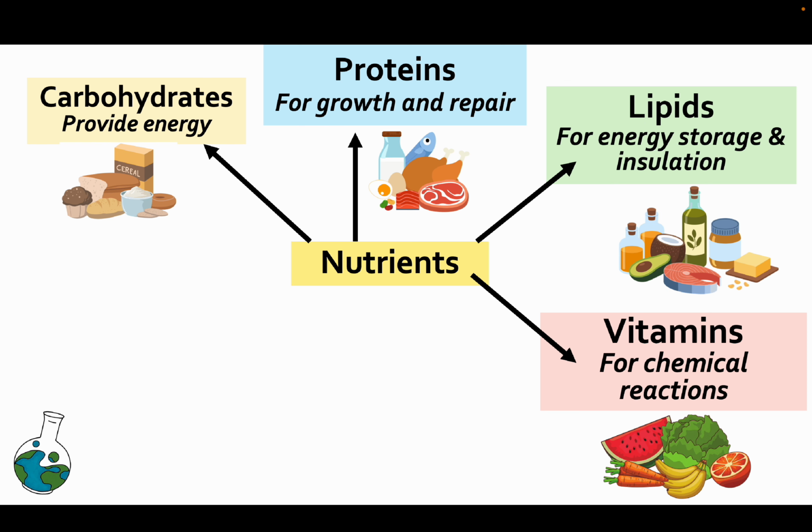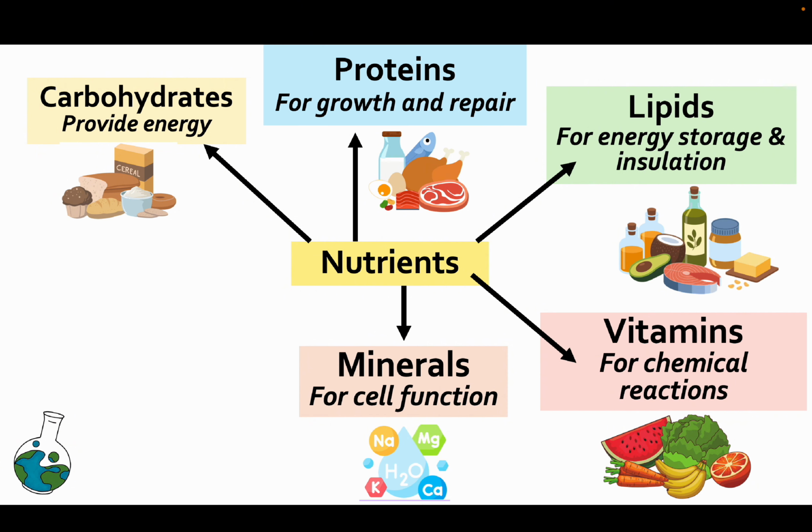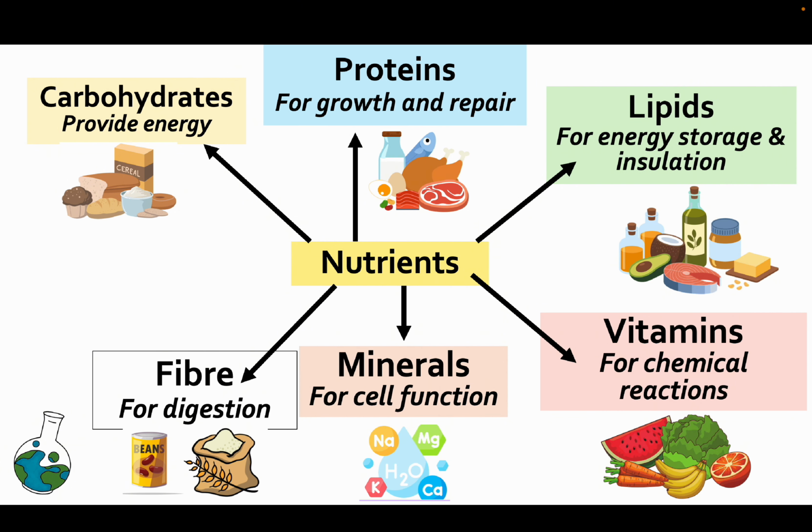Minerals are needed for healthy cells and proper body function. Iron from red meat and spinach helps make red blood cells, and calcium from milk and cheese strengthens bones and teeth.